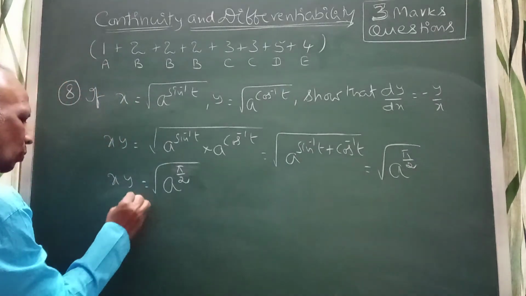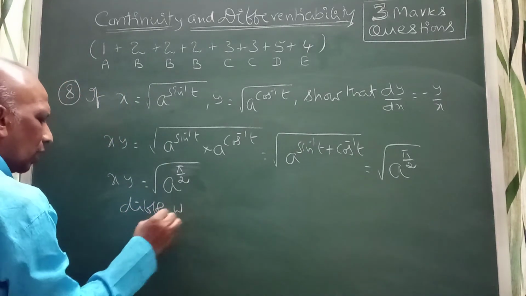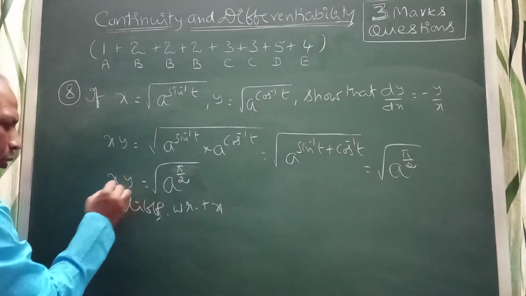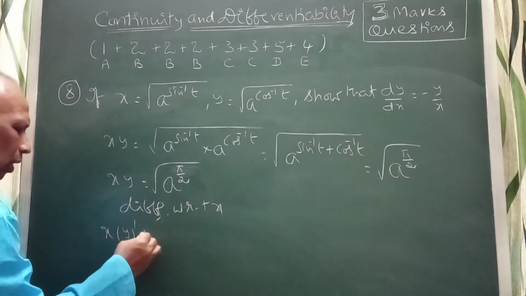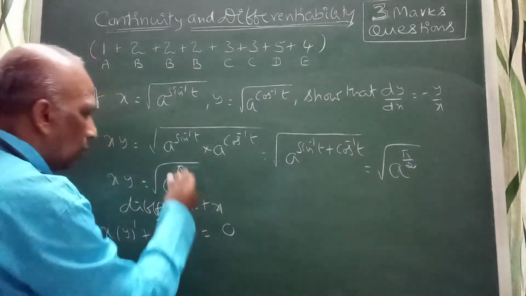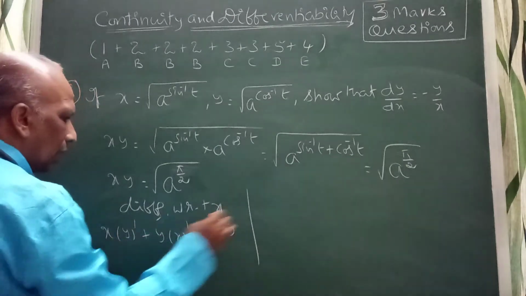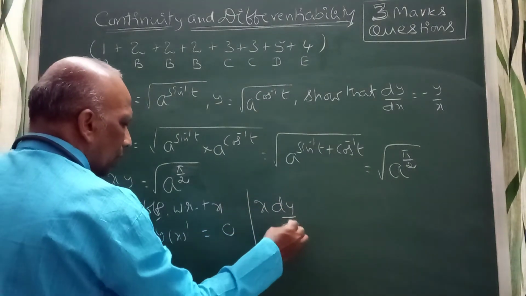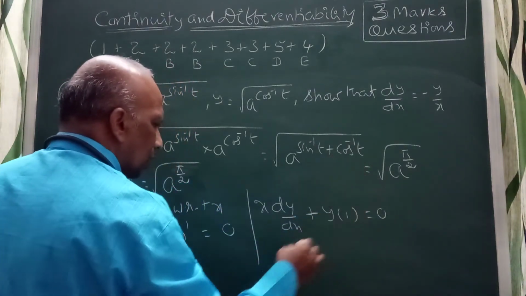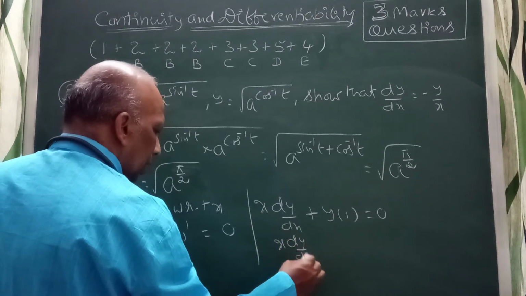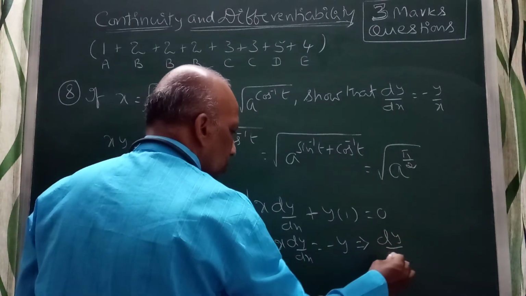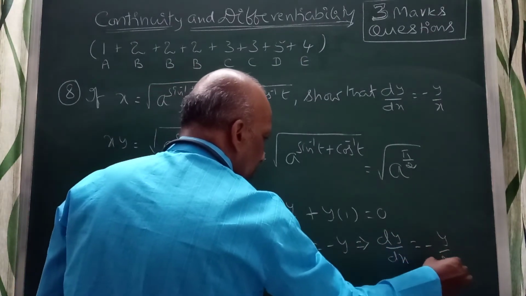Now differentiating with respect to x. Derivative of the product: x into derivative of y plus y into derivative of x. The derivative of the constant on this side is 0, so everything will go. Now you can write x into derivative of y, dy by dx. The derivative of x is 1. Correct, that will be 0. Transfer y to that side. X into dy by dx equals minus y. So then dy by dx equals minus y by x.